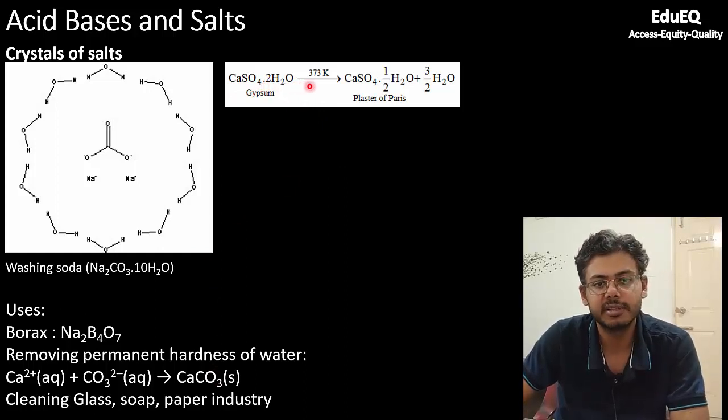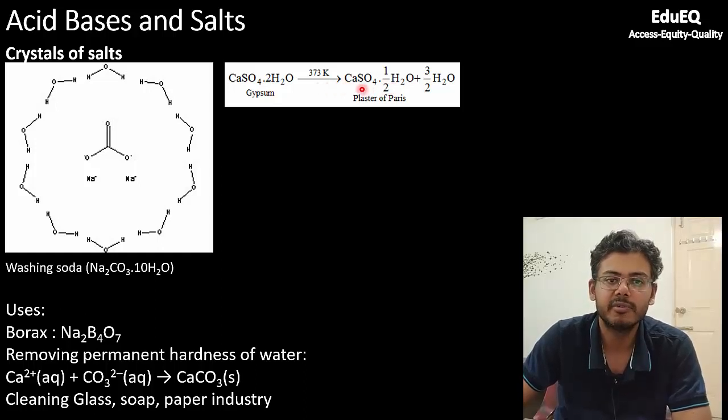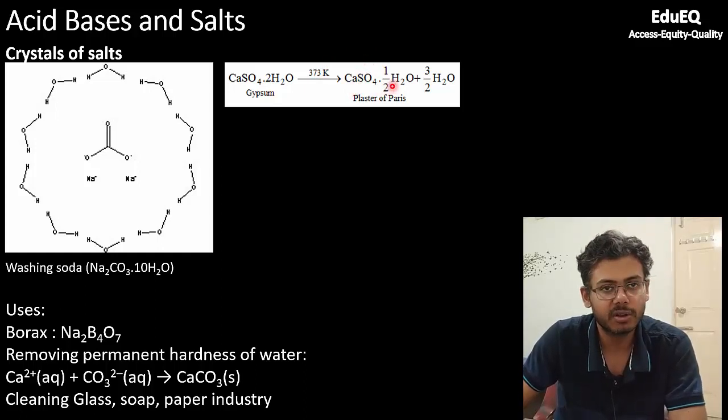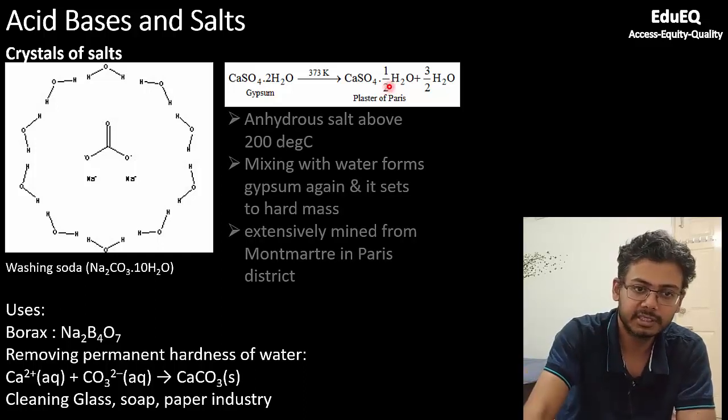So if you heat gypsum to 373 Kelvin, it forms a very special salt, which is calcium sulfate dot half H2O, and it loses 1.5 molecules of water. If you heat it to 200 degrees, it will become anhydrous. Anhydrous means there will be only calcium sulfate. There will not be any water of crystallization linked to it. This is a very special reaction.